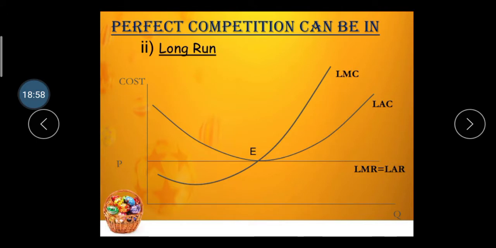Then after, perfect competition in the long run. Okay, long run means longer than 1 year. So here is the long run marginal cost. LMC indicates the long run marginal cost. Then after, the long run average cost. So here E indicates that the long run marginal cost is equal to the long run average revenue.